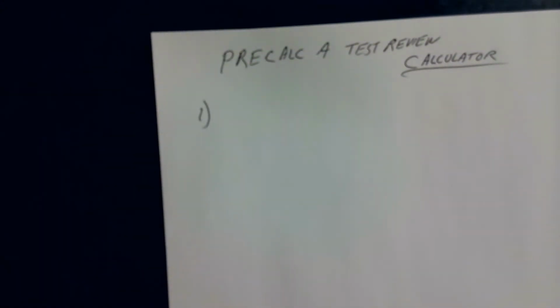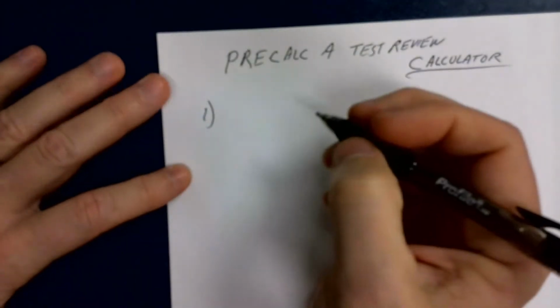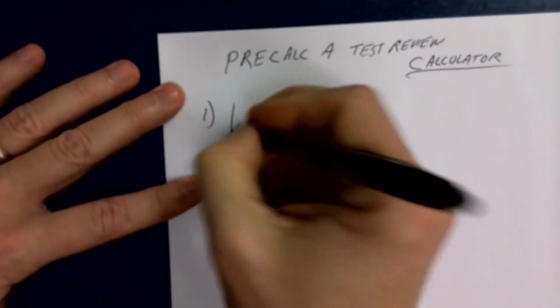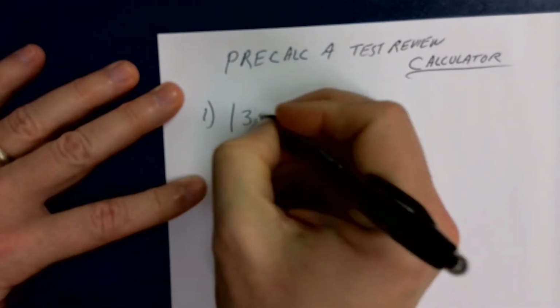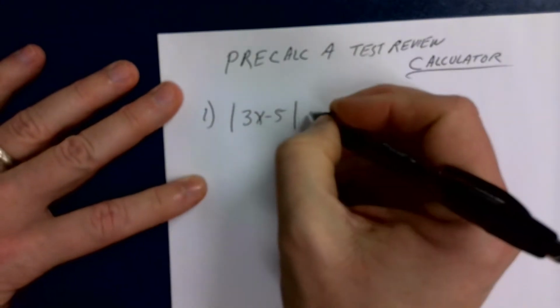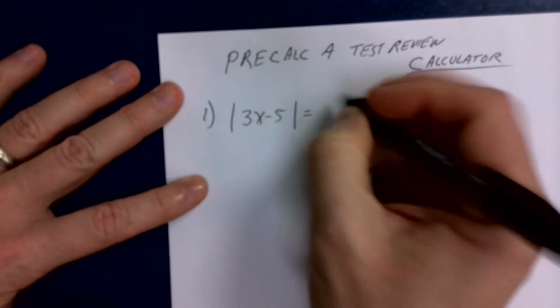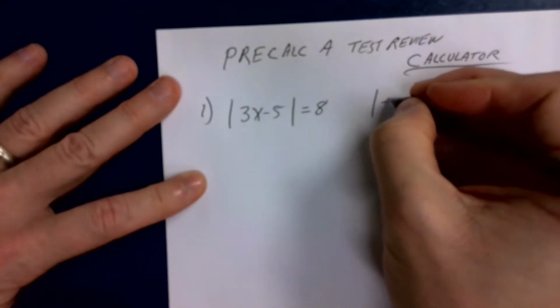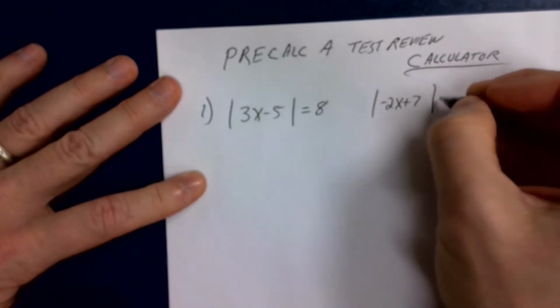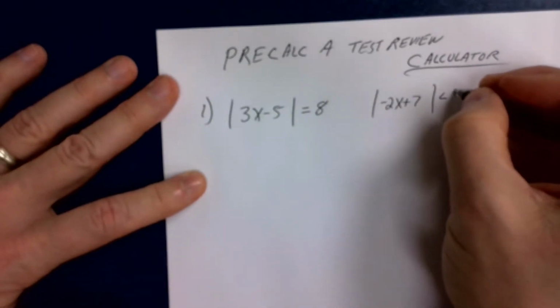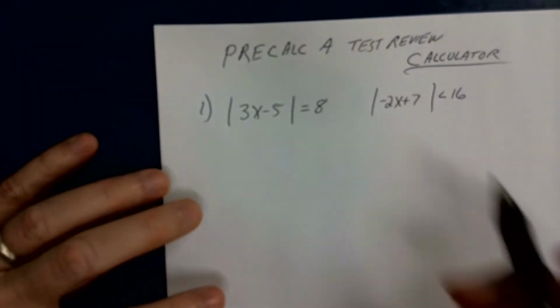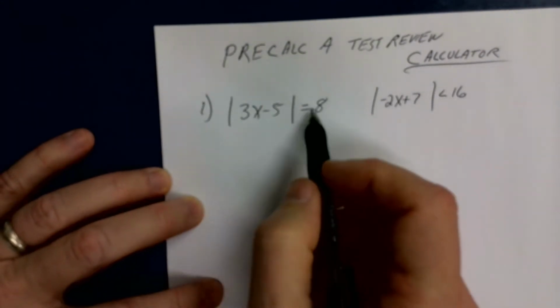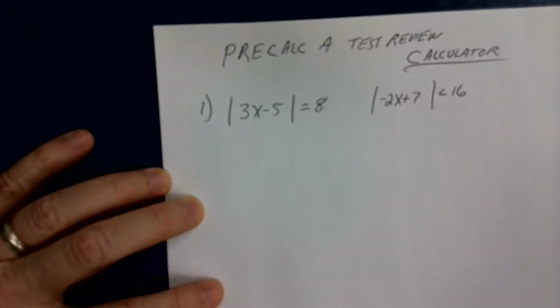You guys can just kind of search through your notes for it. I know I gave you the topics, so here are some of the things that you're going to definitely need to know how to do. So absolute value 3x minus 5 equals 8, or the absolute value of, say, negative 2x plus 7 is less than 16. Stuff like that. So absolute values with either an equation or an inequality.